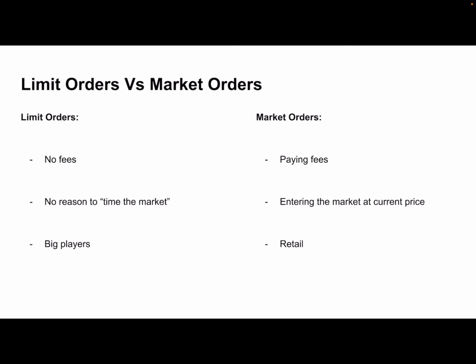Market orders are orders where you have to pay fees every time you enter the market. And when you enter, you have to enter at the current price. So you have to time the market. You have to be on the charts when the levels you're interested in are getting hit.